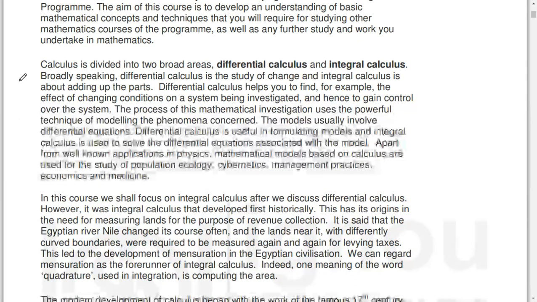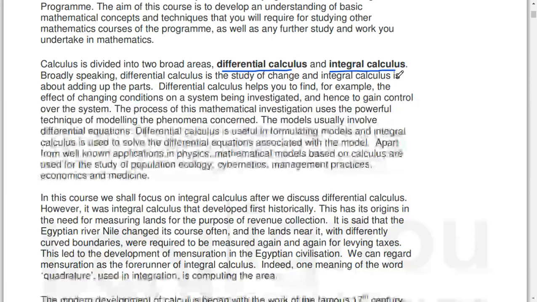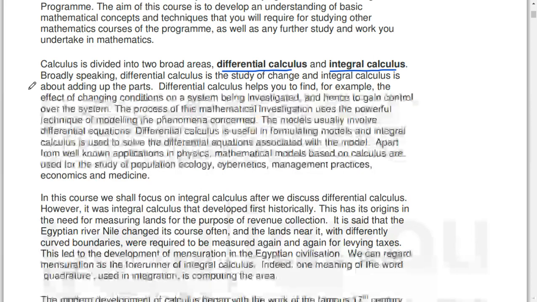Calculus is divided into two broad areas, differential calculus and integral calculus. Broadly speaking, differential calculus is the study of change and integral calculus is about adding up the parts. Differential calculus helps you to find, for example, the effect of changing conditions on a system being investigated and hence to gain control over the system.